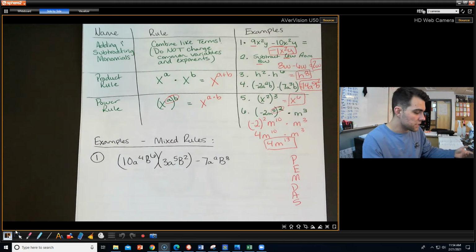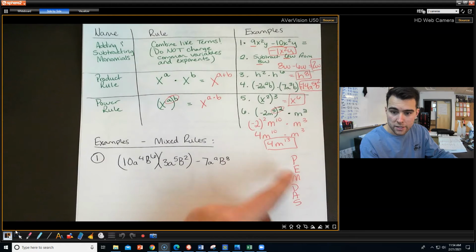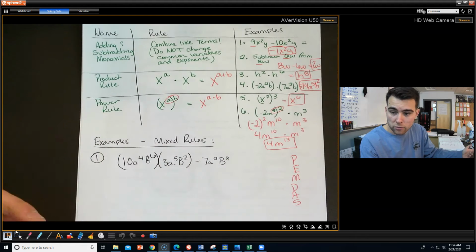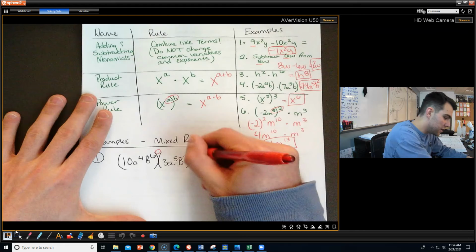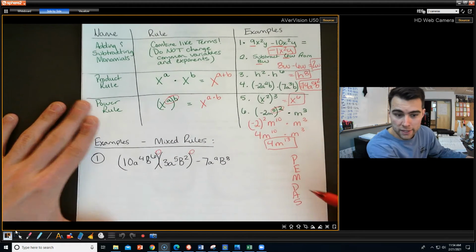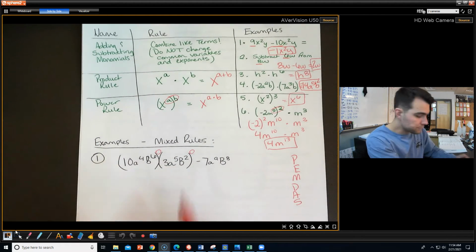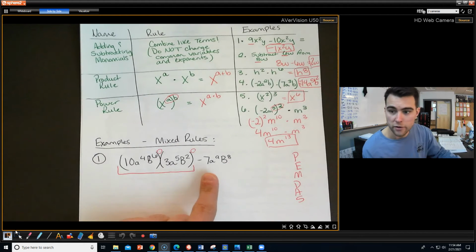So if we look at this, we work with the parentheses first. Nothing we can do. Exponents. There's no power rule to apply. There's no outer exponent out here, so we don't have to do anything with that. And then it comes to multiplying, which we clearly can. We can multiply, and we'll multiply this piece first before we go ahead and subtract.